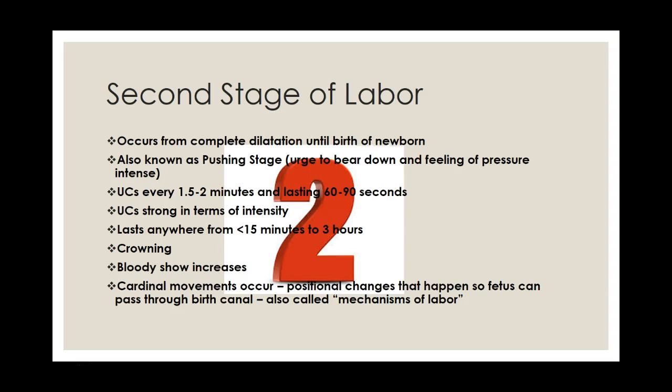It depends on the power, the contractions, and it also depends on the passage and the passenger relationship. It depends on mom's ability to push. In this stage, we experience crowning. Crowning is the appearance of the presenting part at the introitus, or the vaginal opening. So this is where we start to see the head come out.